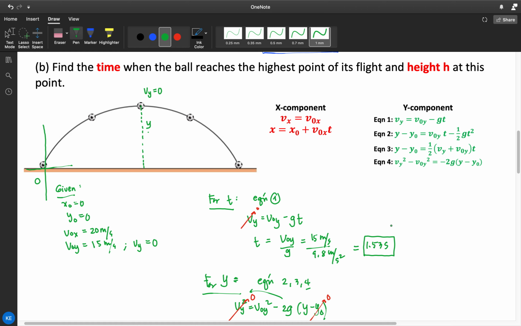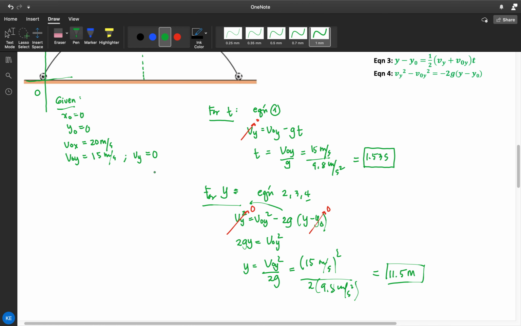Okay, so it does make sense. The height is 10.4, so it is 11.5 meters.